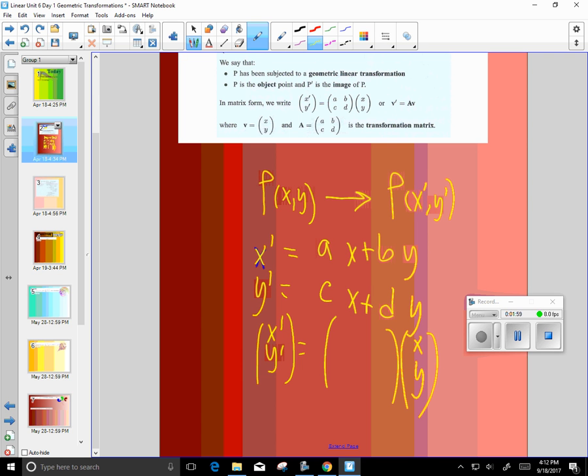using the rows by columns approach. ax plus by will be ax plus by. And then the next one will be cx plus dy. So with that matrix, you have a, b, c, d as your transformation matrix A. x, y is what you started with, and A is your transformation matrix to make it x', y'.